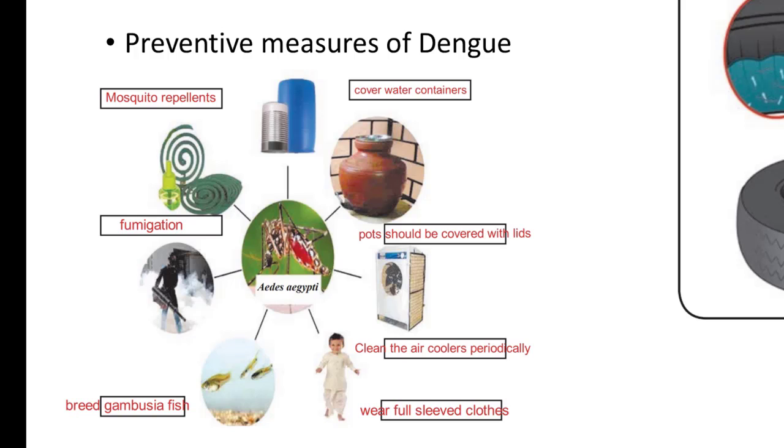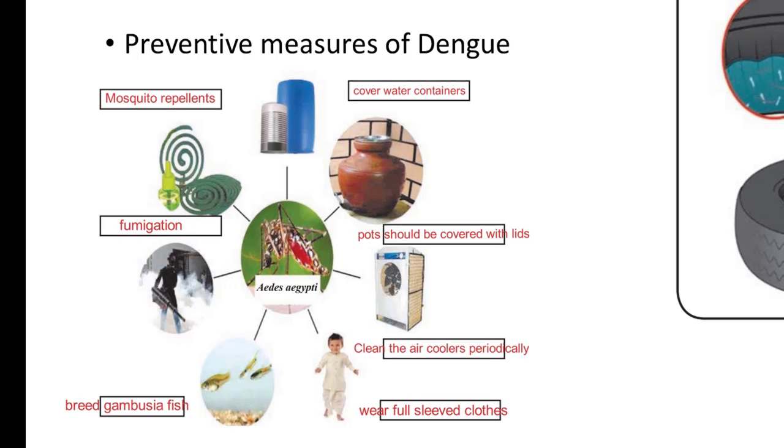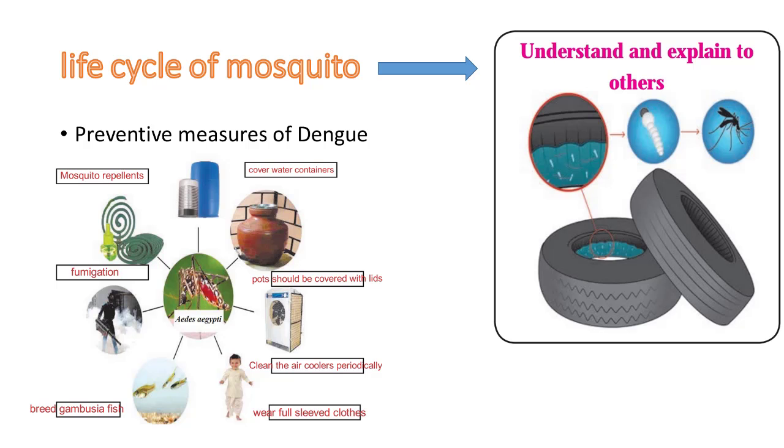The small boy you can see is there to show that we should wear full sleeve clothes, because this will help protect children from mosquito bites. The next picture is about biocontrol of the mosquito. Guppy fish or gambusia fish feed on the mosquito larvae and help in preventing the breeding of mosquitoes. Then fumigation, which helps in spraying insecticides. Then mosquito repellents like mosquito coils or mosquito solutions can be used to kill the mosquitoes, especially in the evening and at night when they are most active.